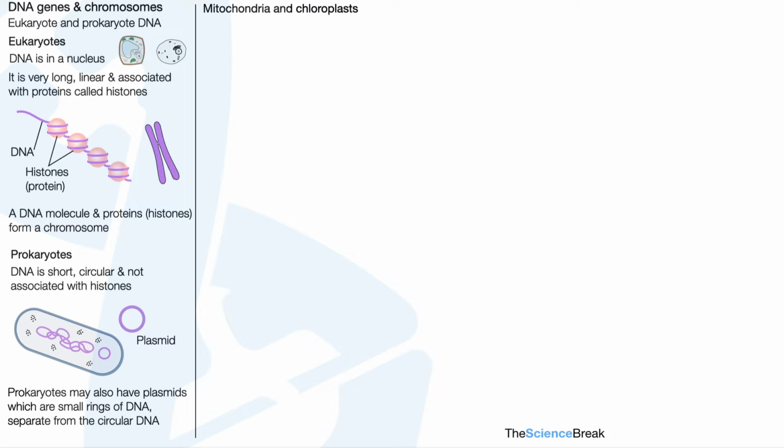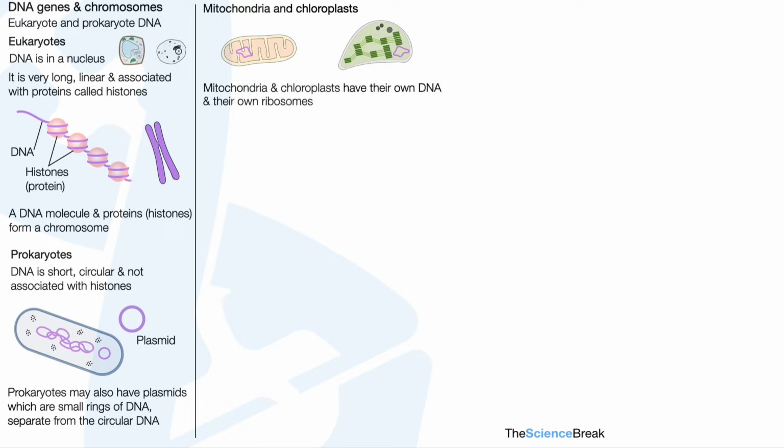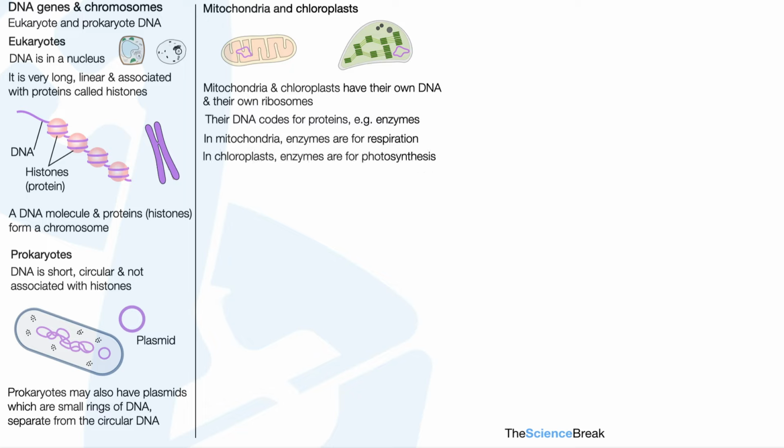Next, mitochondria and chloroplast. Here is a chloroplast, here is a mitochondrion. Mitochondria and chloroplasts have their own DNA and their own ribosomes. Their DNA codes for proteins, for example enzymes, and in mitochondria the enzymes are for respiration, and in chloroplasts the enzymes are for photosynthesis. We'll take a look at that in more detail in Unit 5. Like prokaryotes, the DNA is short, circular, and not associated with histones. You should be able to make a comparison of the arrangement of DNA in eukaryotes and prokaryotes, and compare that to that in mitochondria and chloroplasts.